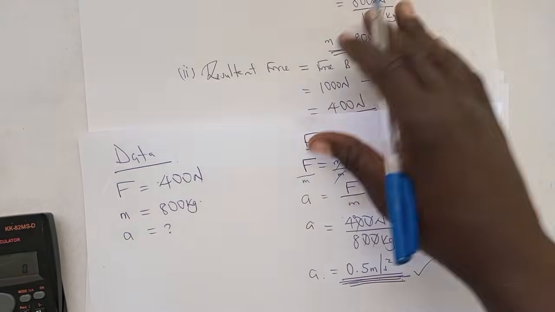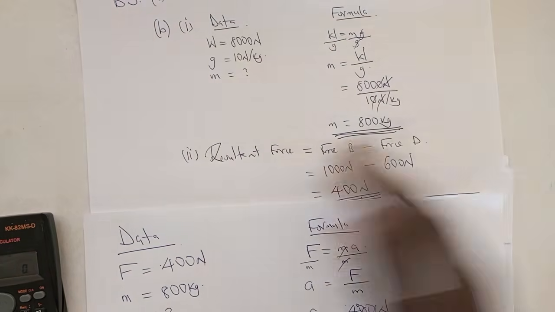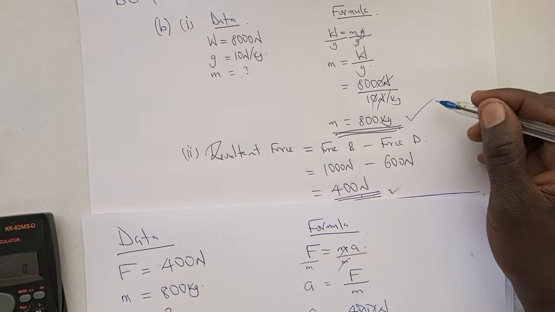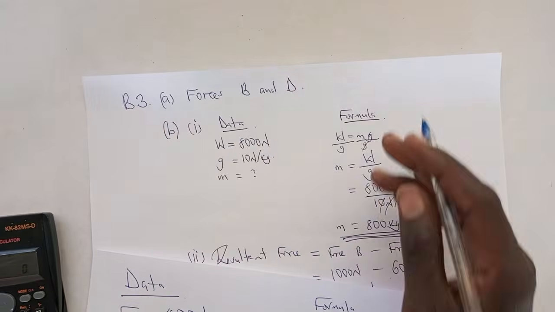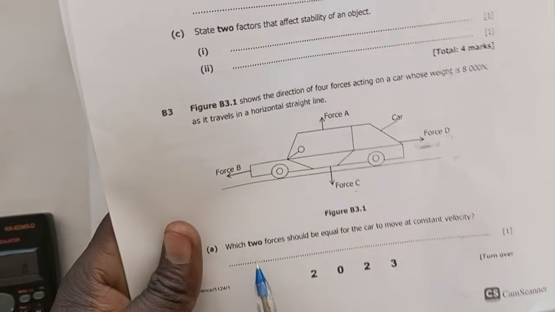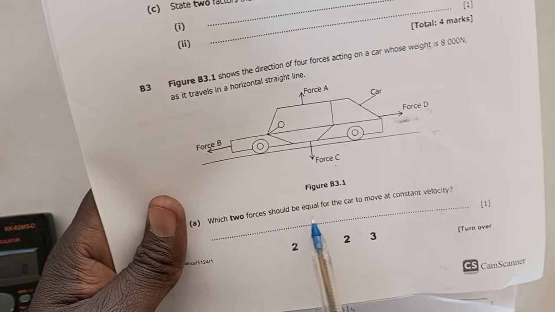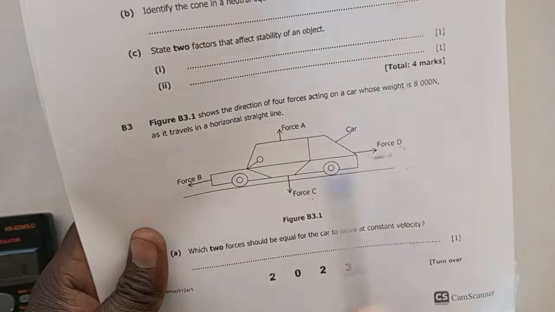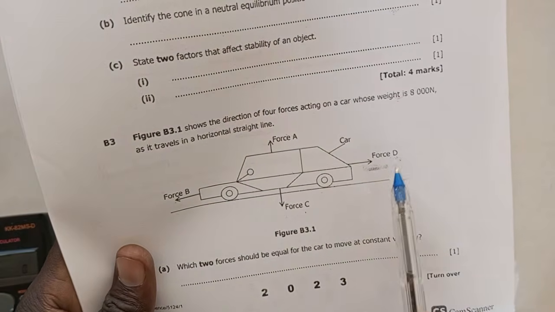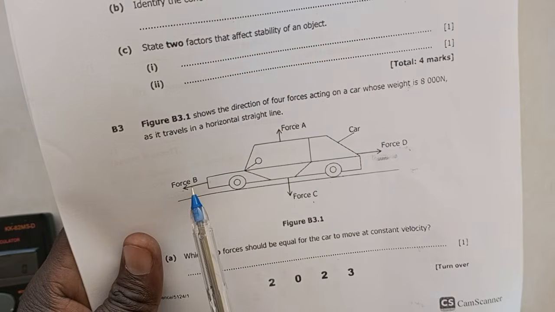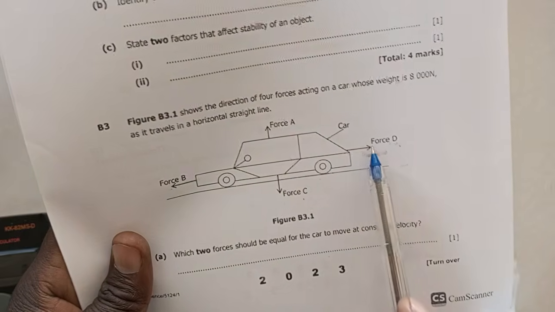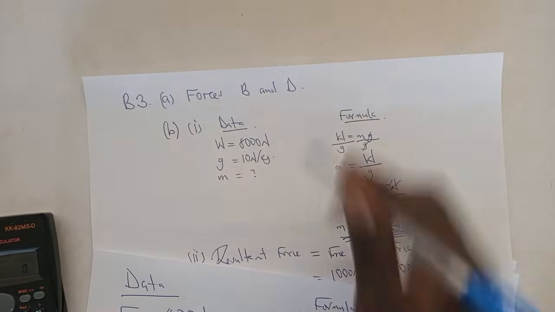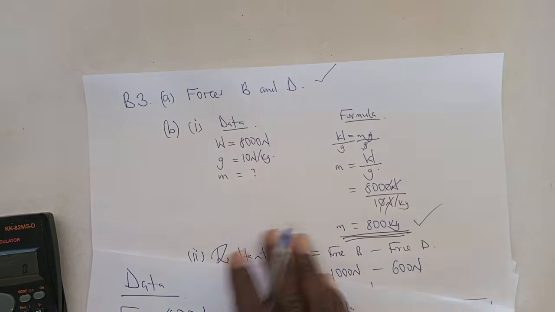So the correct answers here would be these being the mass. First, starting from here, the correct answers would be, the first question says which 2 forces should be equal for the car to move at constant velocity? We have these 2 forces, force B and force D. And because of that, we are going to do the resultant force calculation from these 2 forces. Okay, so this one being the answer, we move forward.